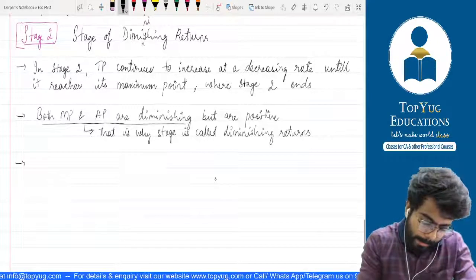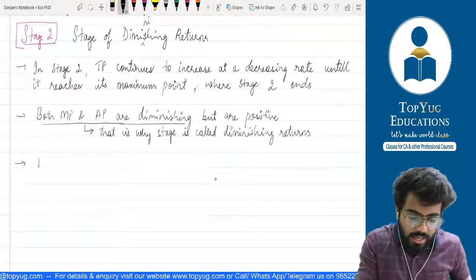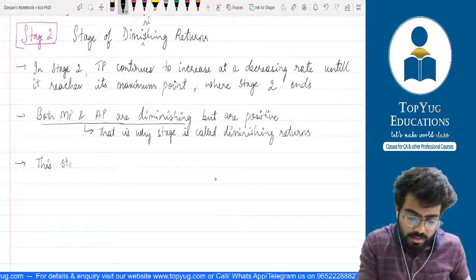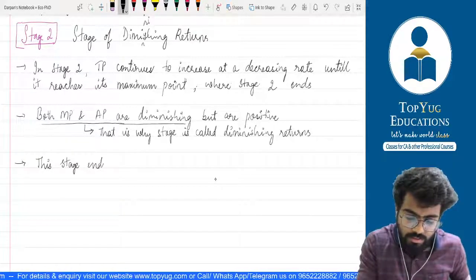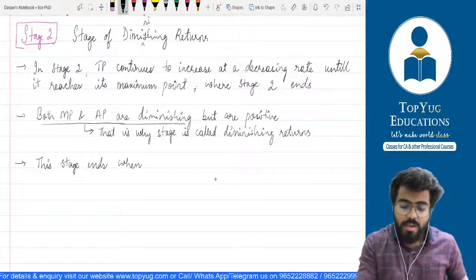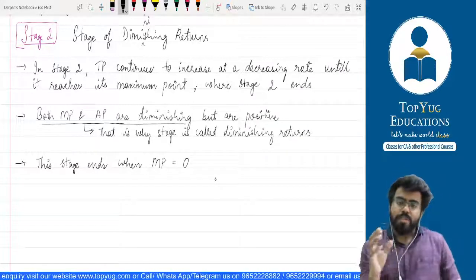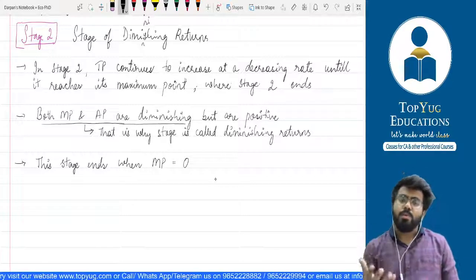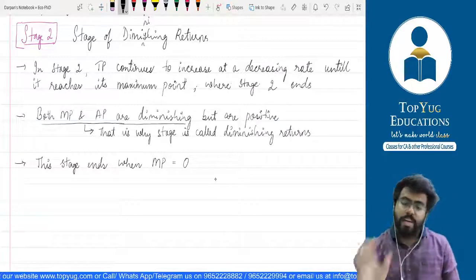Next line. This stage ends when MP is equal to 0. When MP touches your x-axis, when MP is 0, that is when this stage ends.